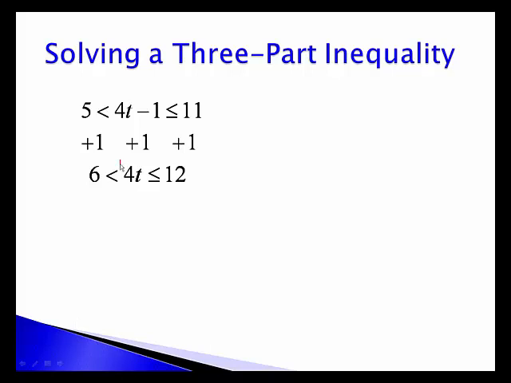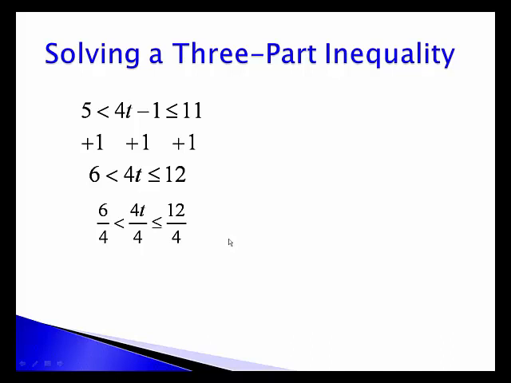Once again, let's ignore this part over here for just a minute and tell me, if you only had 4t is less than or equal to 12, what would your next step be? Well, you should tell me that you would divide by 4. So once again, that's exactly what we're going to do, but we're going to do it to all three pieces. When we do that, we get 6 divided by 4 is less than 4t divided by 4 is less than or equal to 12 divided by 4.